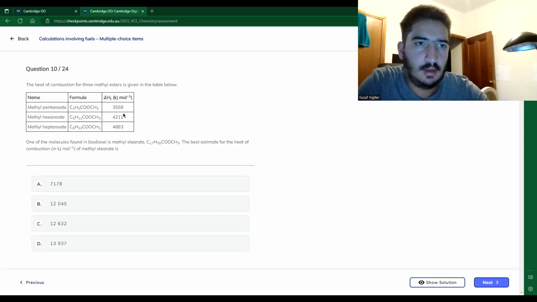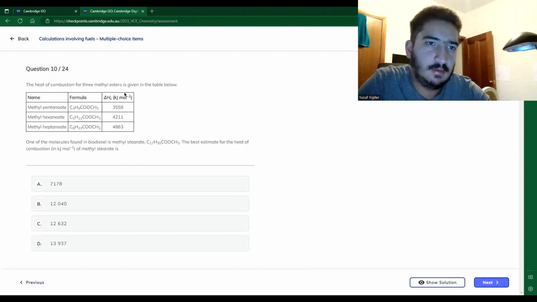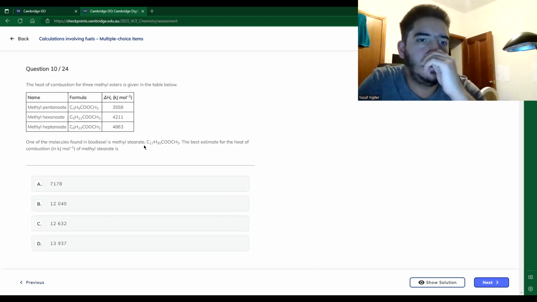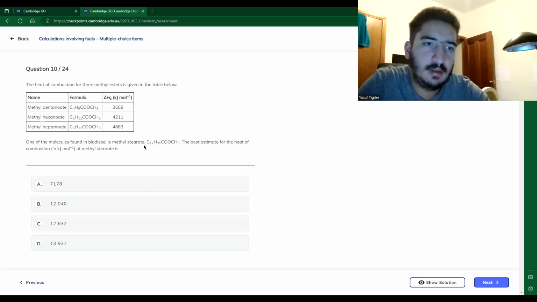My goodness. The heat of combustion for three methyl esters is given in the table below. One of the molecules found in biodiesel is methyl. That, the best estimate for the heat of combustion.